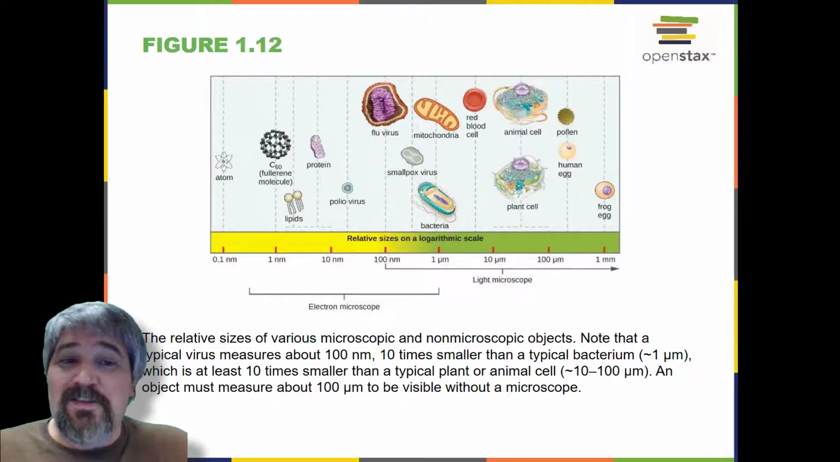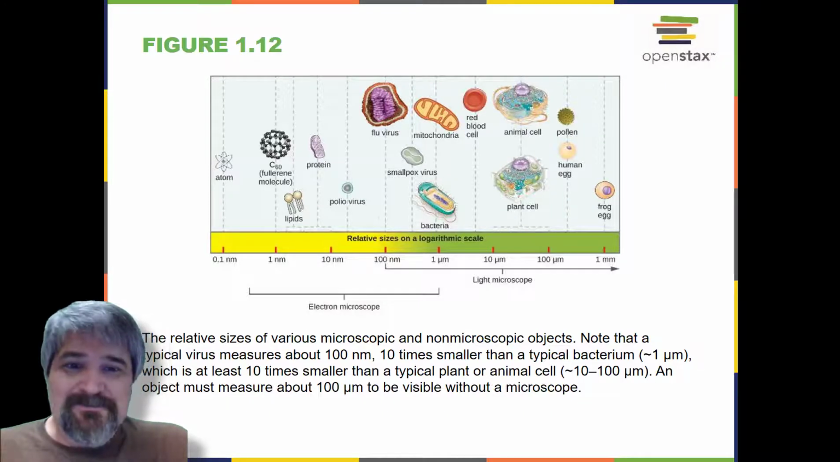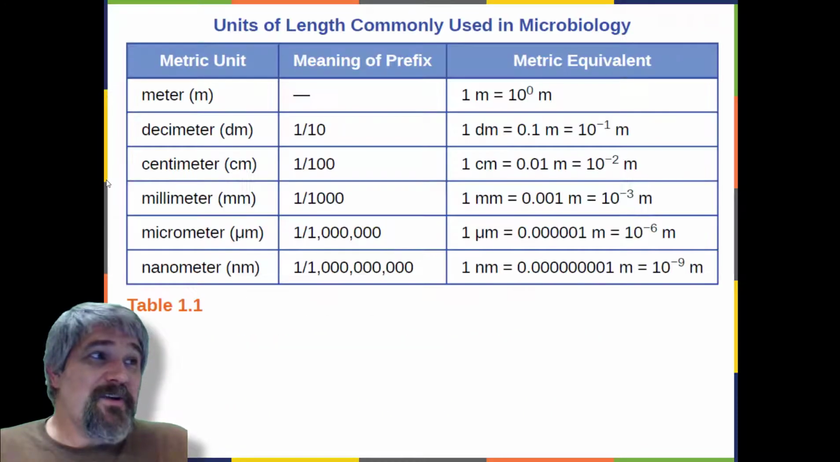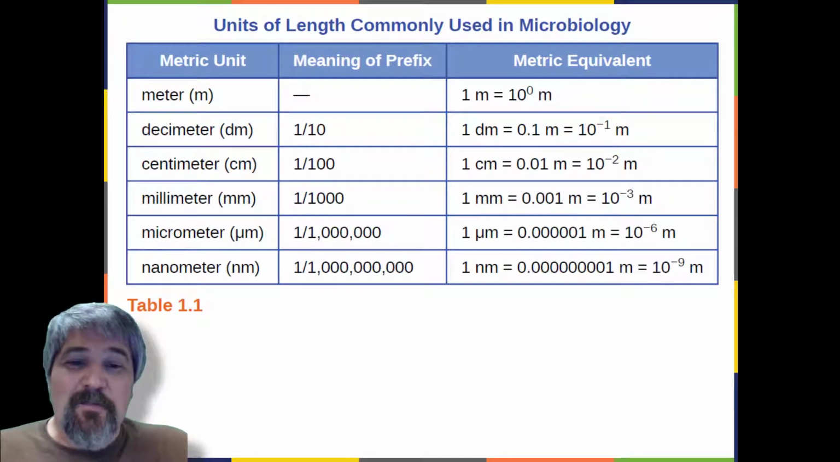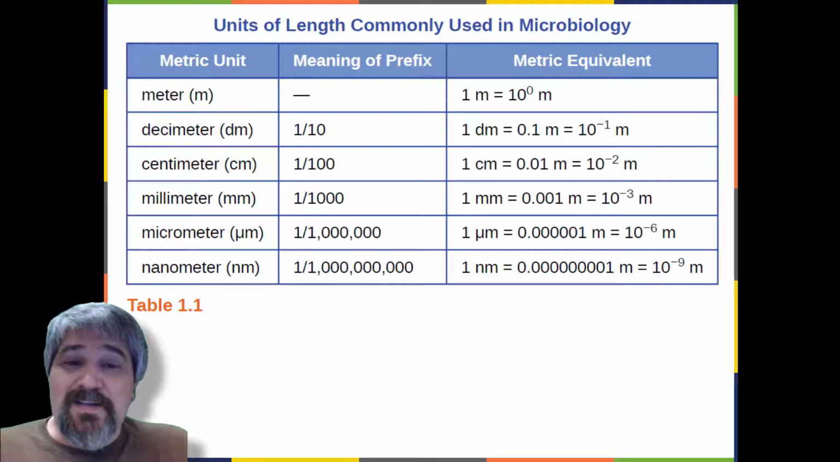Bacterial cells are typically about 1 micrometer, and viruses can be 10 times smaller than bacteria. And that is what we're looking at in this figure. Relative scale. And a refresher on the metric units, the units of length commonly used in microbiology. Microorganisms differ from each other not only in size, but also in structure, habitat, metabolism, and many other characteristics.